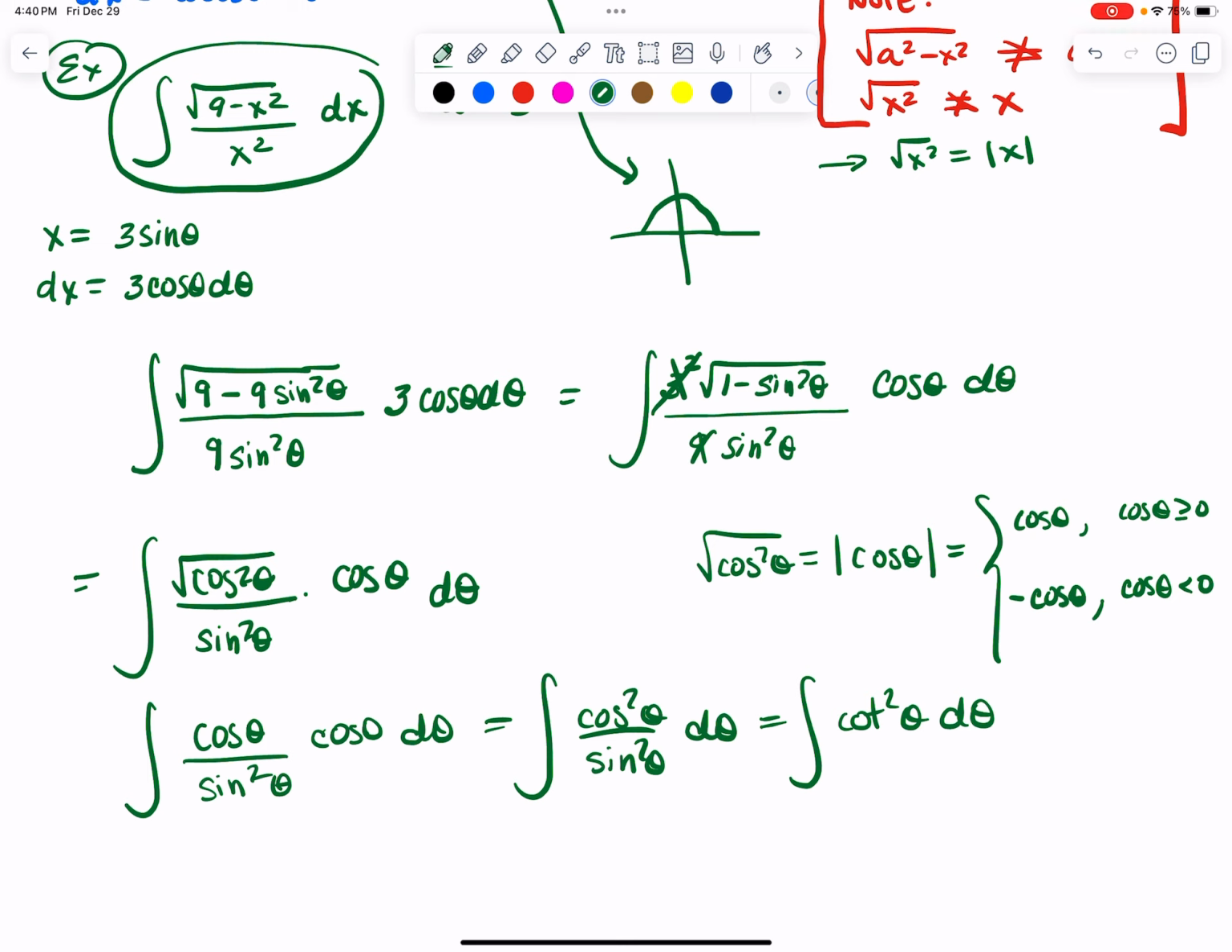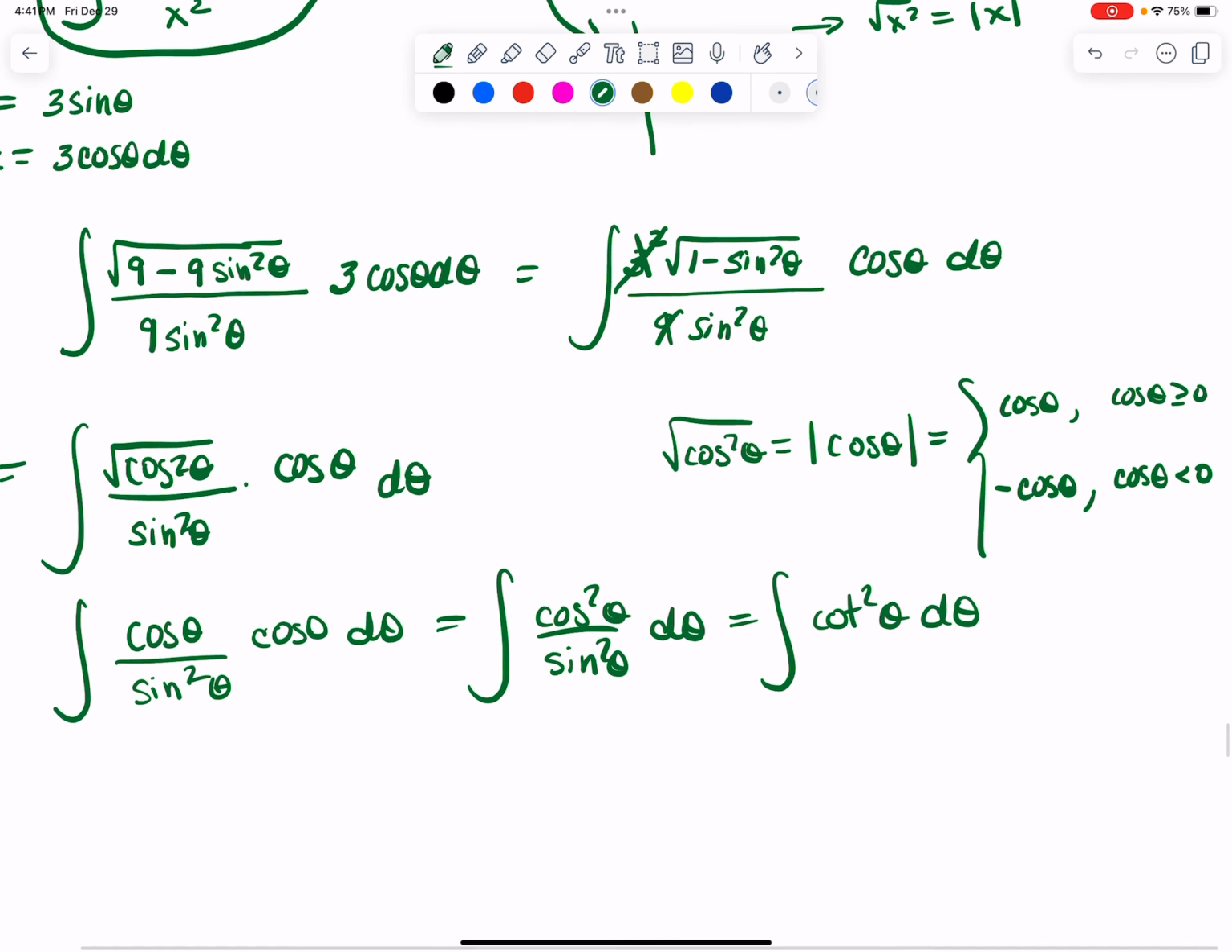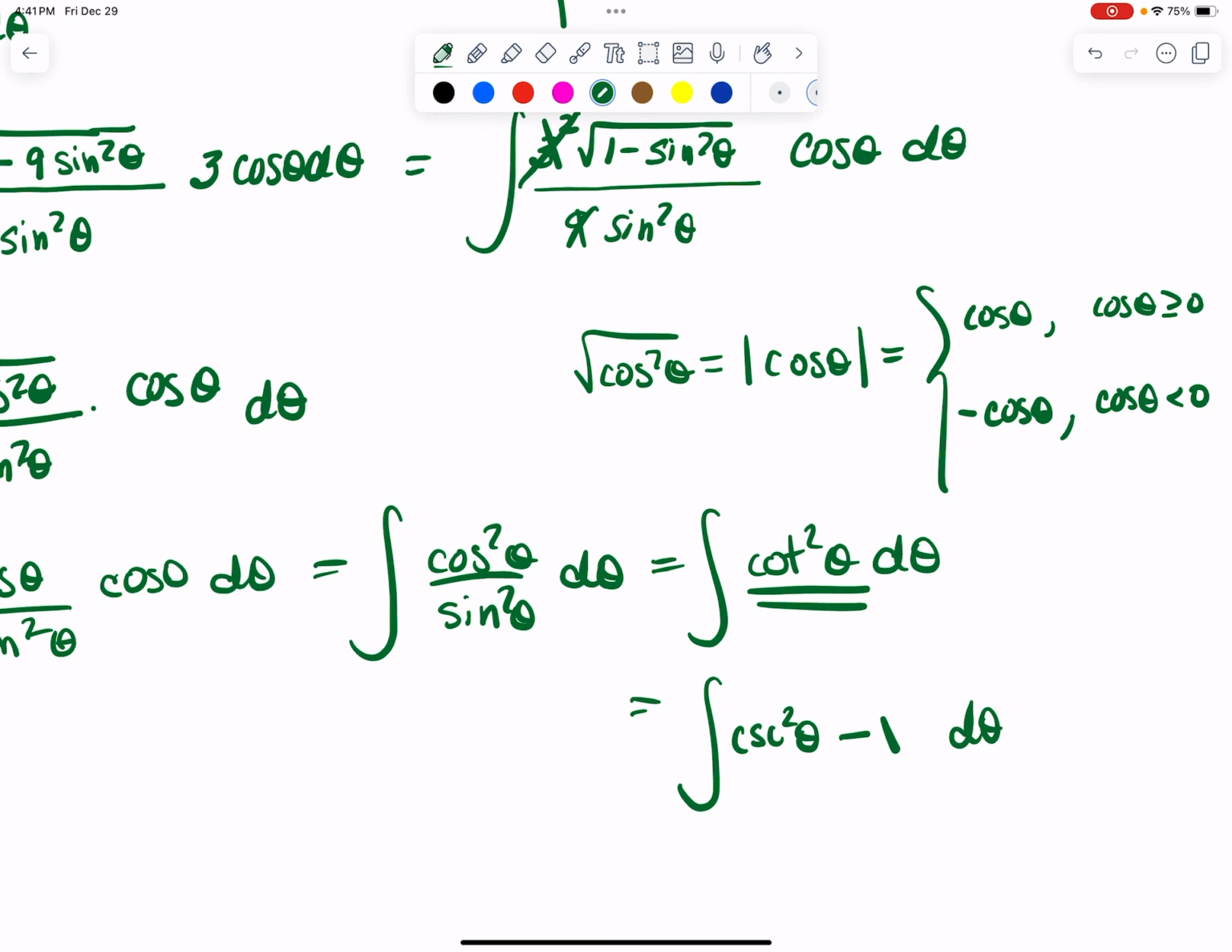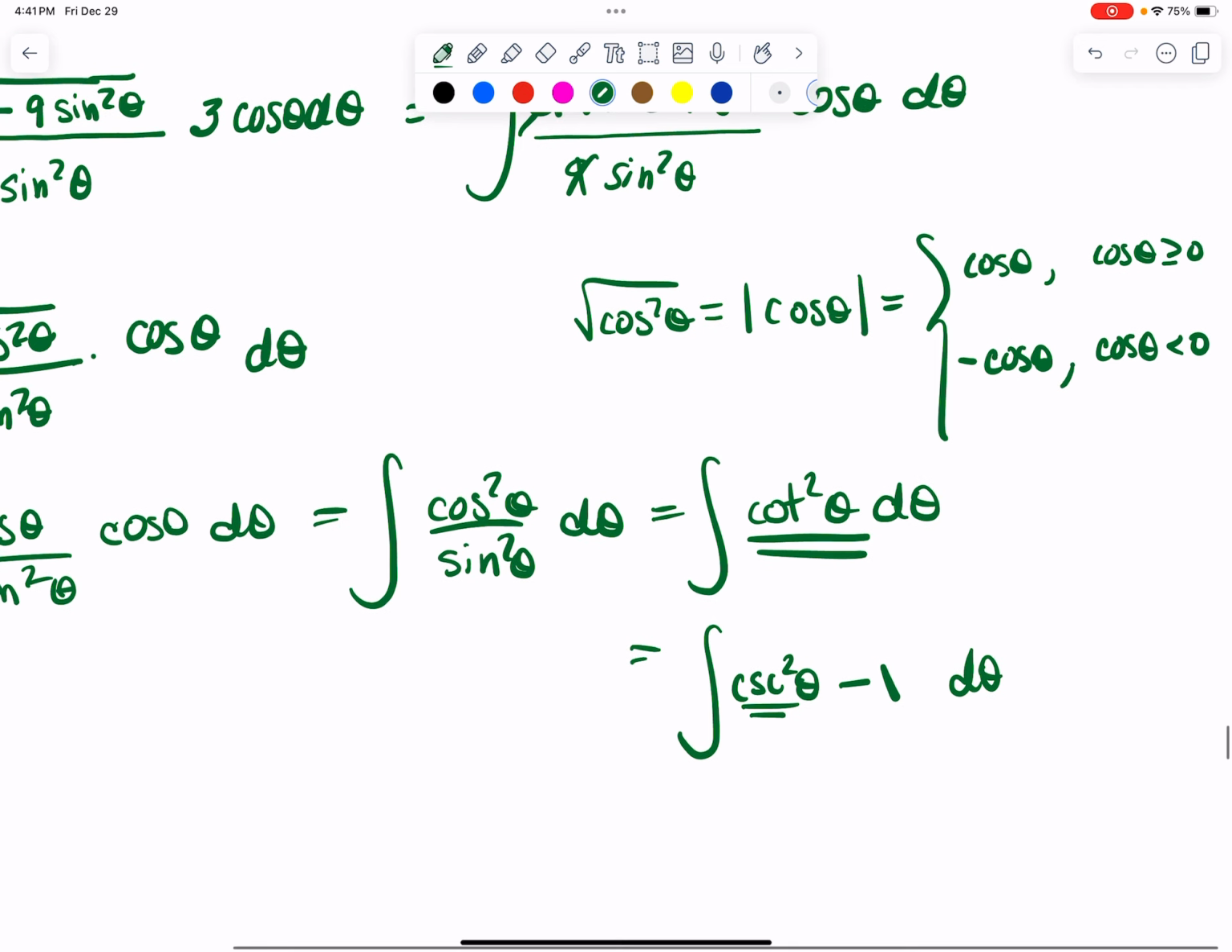It's very similar to something like tangent squared, and remember the process when we have an even power on tangent. What I'm going to do here is use the Pythagorean identity attached to cotangent squared and convert this to cosecant squared theta minus 1 d theta. Those are equivalent by the Pythagorean identity. Now, this one does have a nice antiderivative. It's negative cotangent theta, and then minus 1 gives minus theta, plus c.